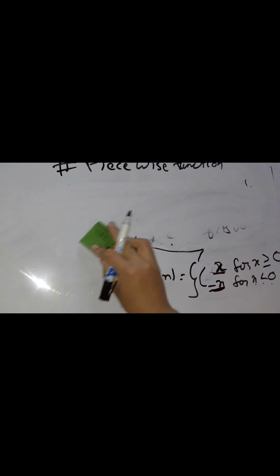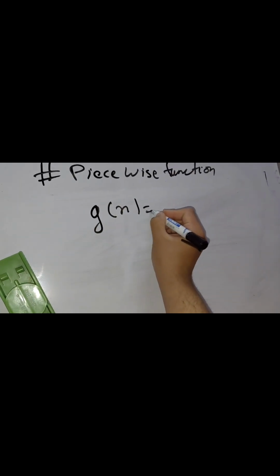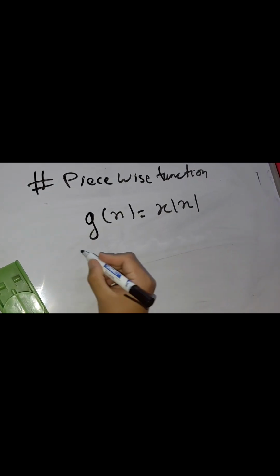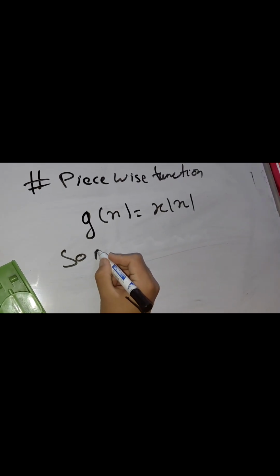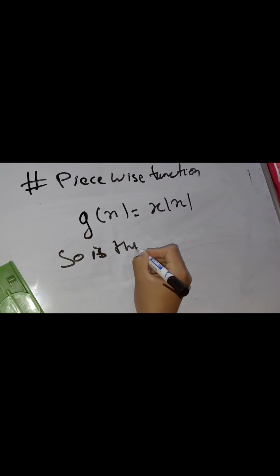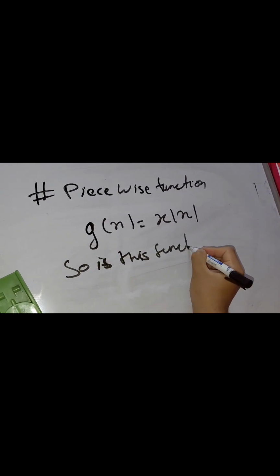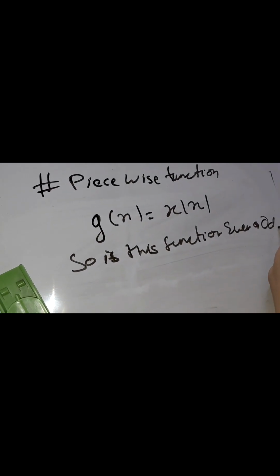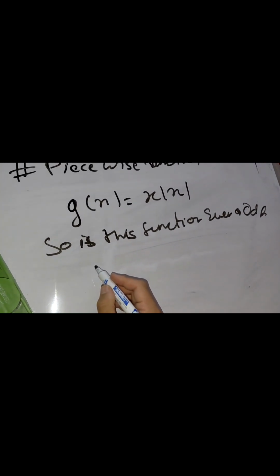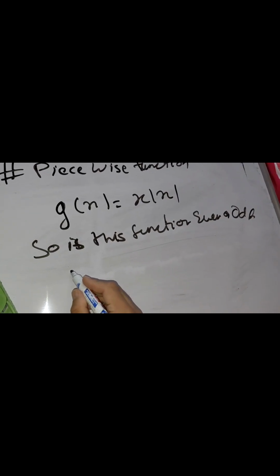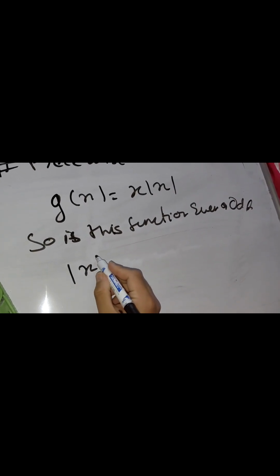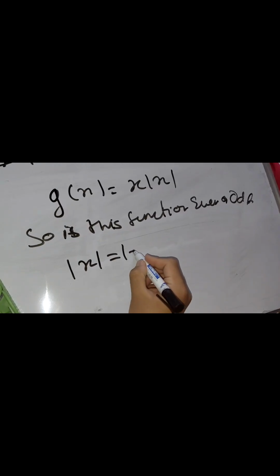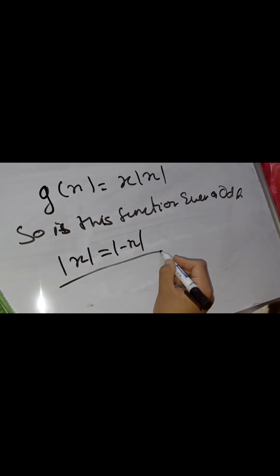Now अघि हामीले odd even पनि चेक गरेको थियो. So let's do a question connecting both of these. We are given a function g of x is equals to x mod x. So is this function even or odd? Let's determine this. We know what जुन पनि मोड को भ्यालु छ, mod of minus x is equals to mod of x. यो त एउटा property नै हो.